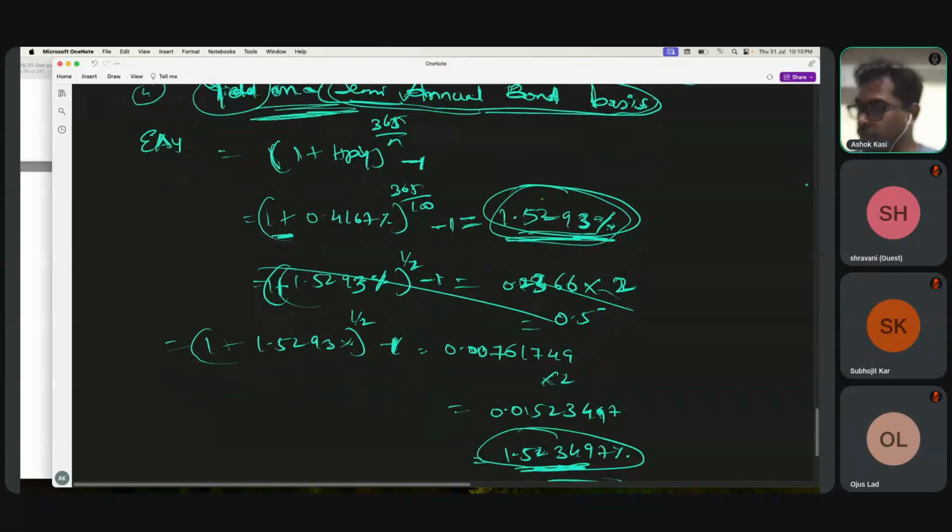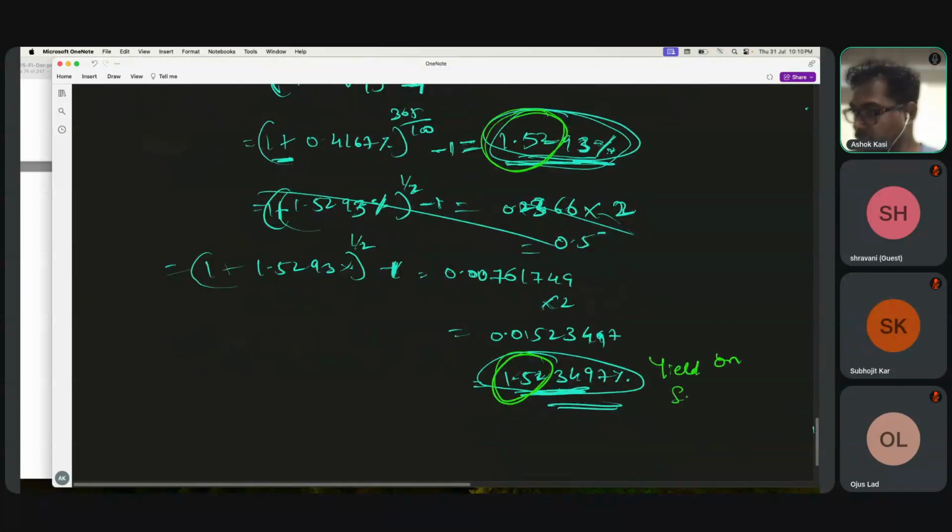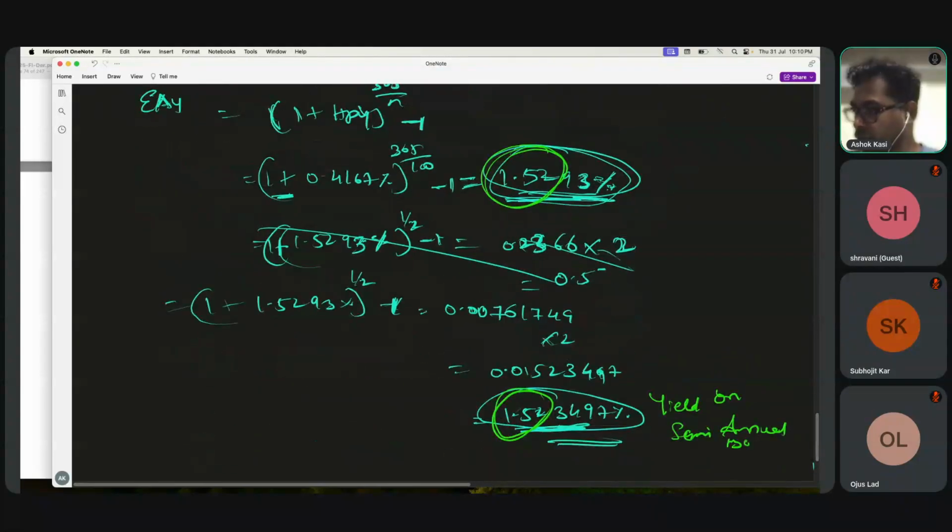Okay. See, one tip: for the equivalent annual yield, the first two digits will be the same, and the yield on a semi-annual bond basis will be just slightly lower. You see this one, slightly lower than the equivalent annual yield.